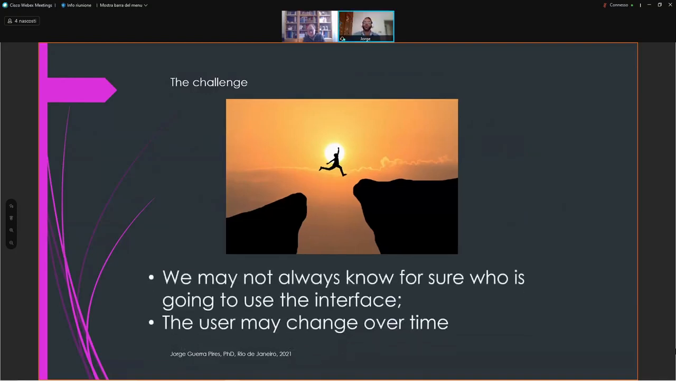You may never know for sure who is going to use the system. The user may change over time. Maybe you design this for a medical doctor, but then biologists start to use it, and they find it hard to understand.